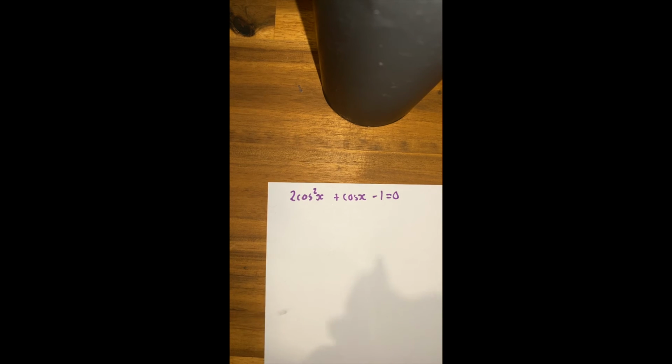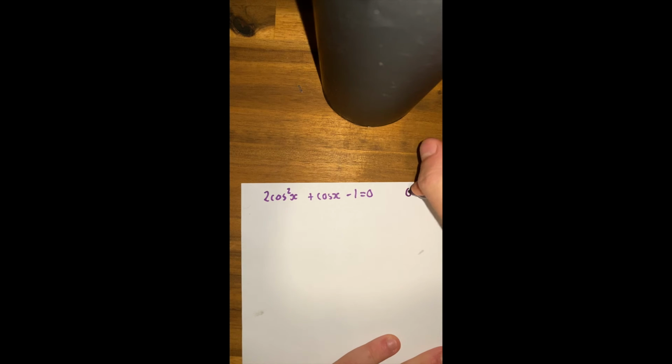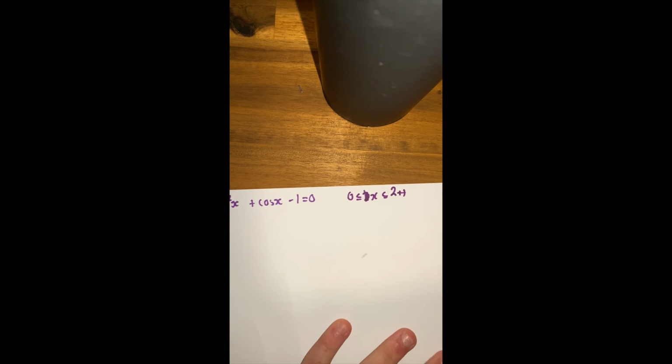And now to finish off, we're going to be looking at a bit of a complicated equation, but nonetheless, it's very doable. The domain's going to be the same, 2 pi. So the first thing I want to do is make a substitution.